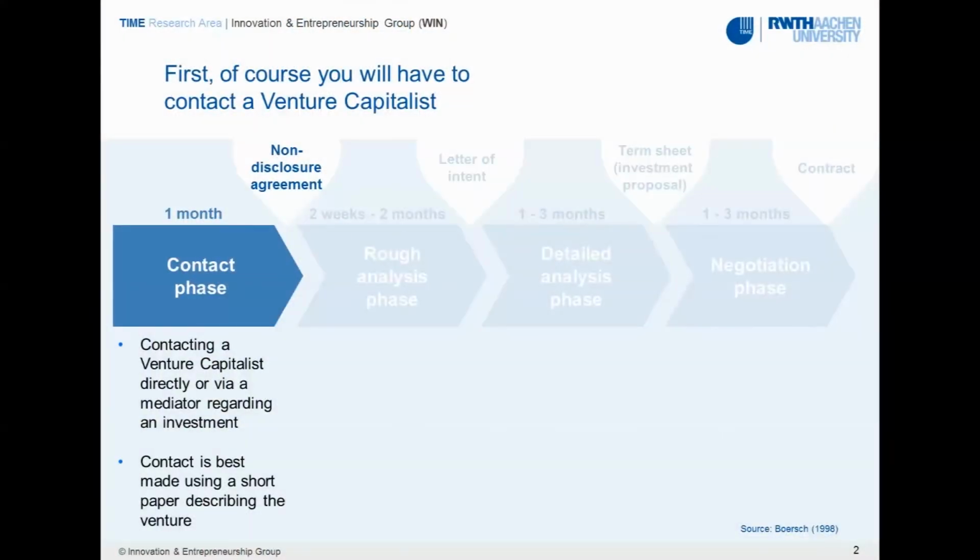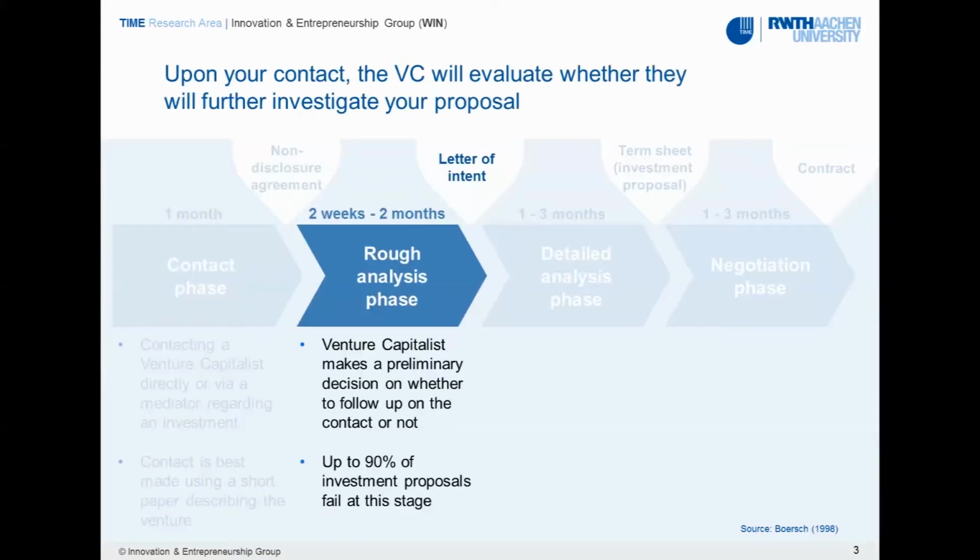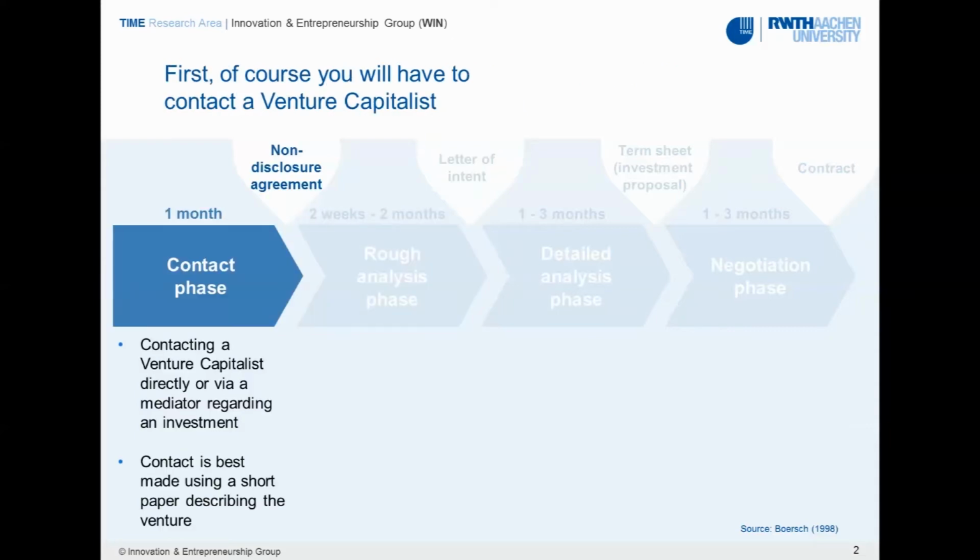First of all, of course, you have to contact the venture capitalist, the so-called contact phase. How do you do that? You contact him directly or indirectly by using some contacts the VC already knows. You send him a description, normally an executive summary of your venture, and let him read that. If the VC is interested in getting to know more, he asks for more information, which is the so-called rough analysis phase.